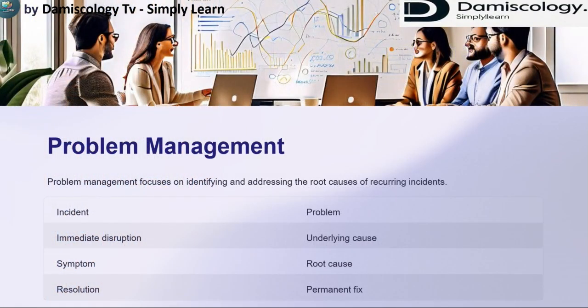Problem management. Problem management focuses on identifying and addressing the root causes of recurring incidents. A problem is a situation where a particular incident keeps reoccurring. What that means is that if an incident keeps reoccurring time and time again, it is no longer an incident, it is now a problem.